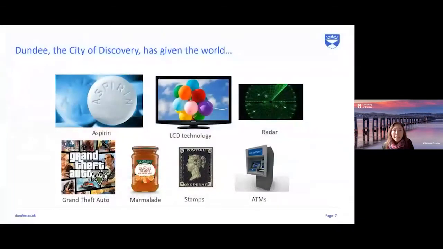It's heralded as being a city of discovery, and this slide just highlights some of the really exciting discoveries that have been made in Dundee. So, for example, flat screen technology. Every time you pull out your mobile phone, that's a bit of Dundee science right there in your hand. Also, the cash dispensing machines, the technology behind those, as well as a whole history of gaming technology and discovery. So, for example, Grand Theft Auto is a game that was discovered in Dundee.